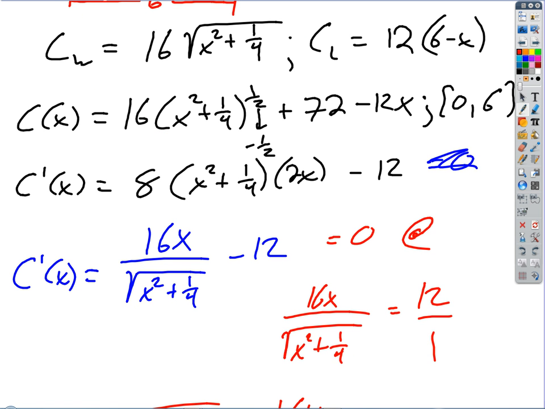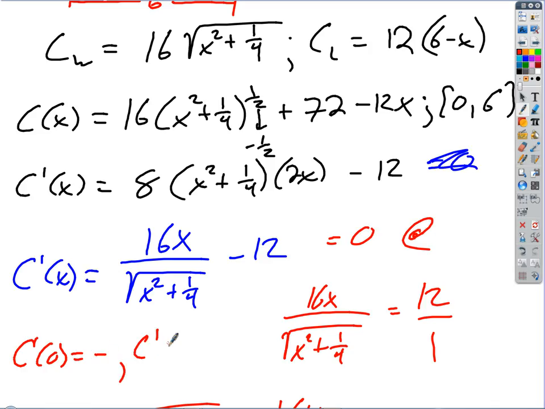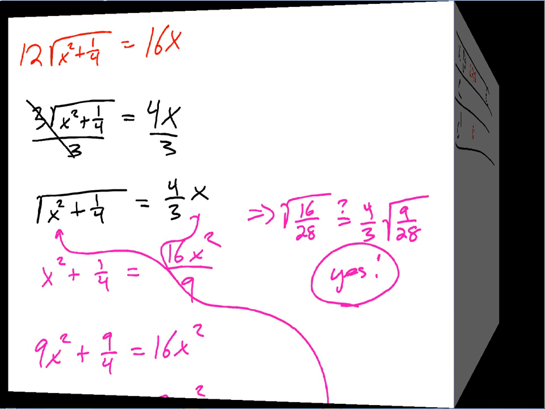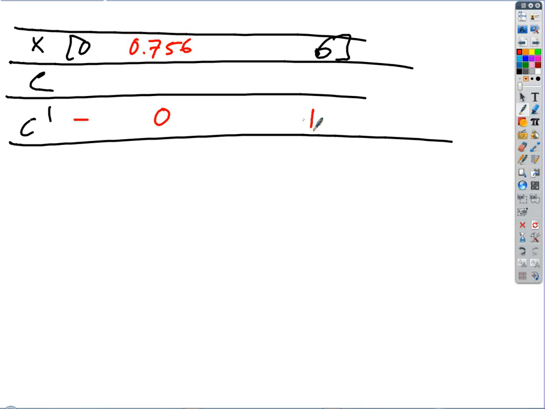So if this is c prime of x, what if I put in 0? I'm going to get back a negative. Agreed? So c prime of 0 is negative. What about c prime of 6, the other end? That's going to give us something positive, isn't it? I'm going to get the square root of something roughly like 6 over something really big. So yeah, that's going to give us something positive. We could check it, but it will. And so then we know that it's going from negative to positive. That's our minimum, right?